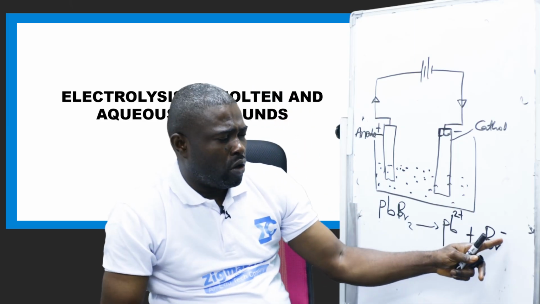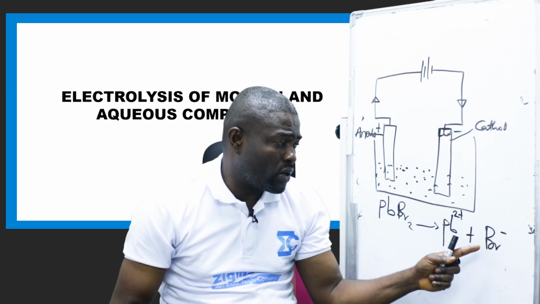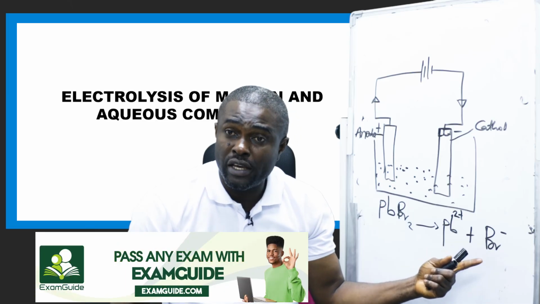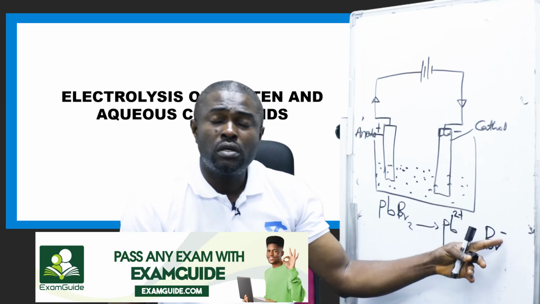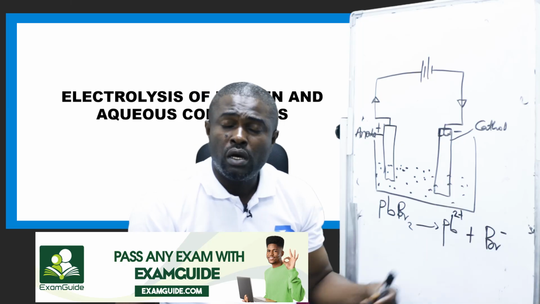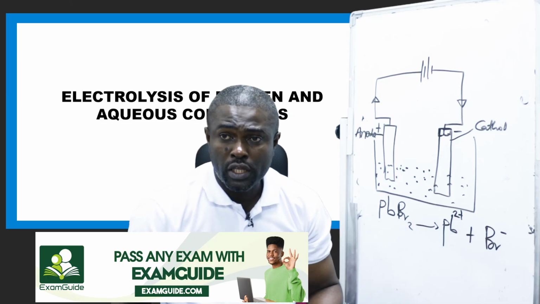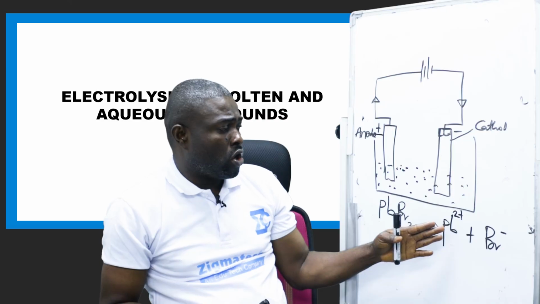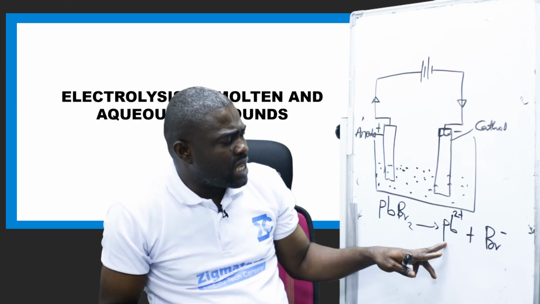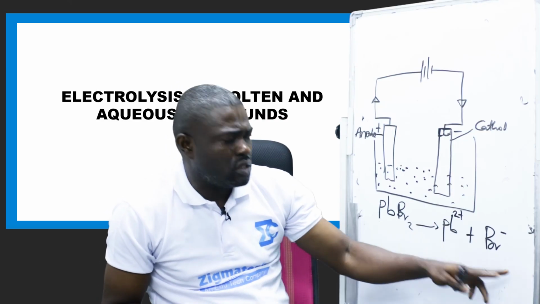Of course, you remember that bromine is one of the elements in group 7, the chlorine and fluorine family. They are known for forming ions by gain of 1 electron. Okay, now this is what is happening when you use molten.